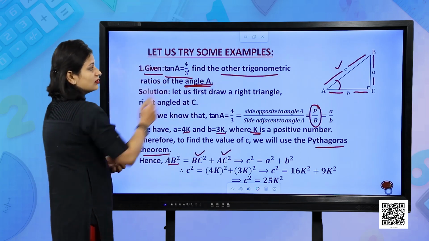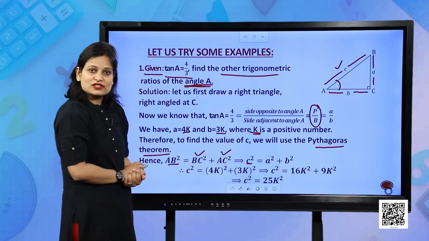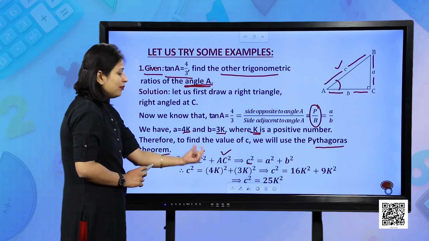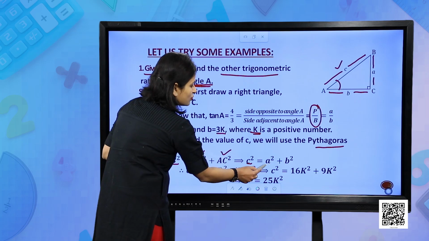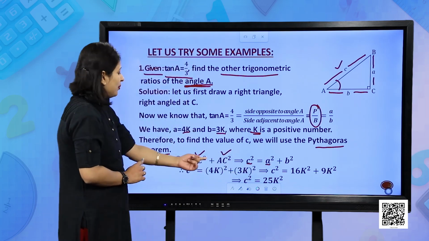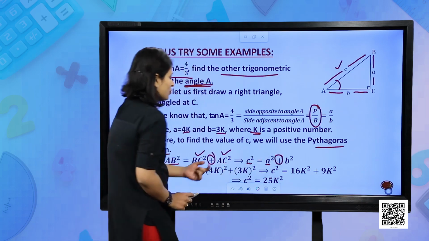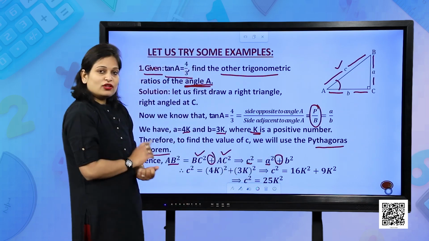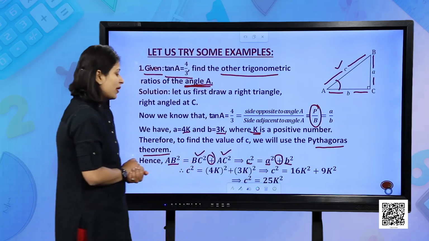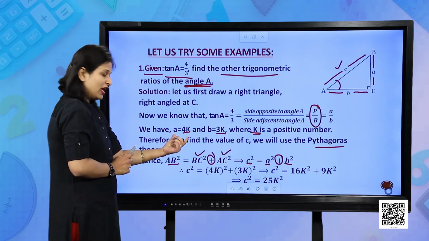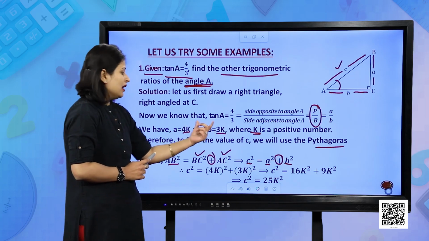Now AB is what? The length of side AB is C. So this will become C square. BC square, the length of side BC is A, so it will become A square, plus there is a summation sign in between. So AC square, the length of side AC is what? B. So this will become B square. As you know the values of A and B, simply substitute them in this.